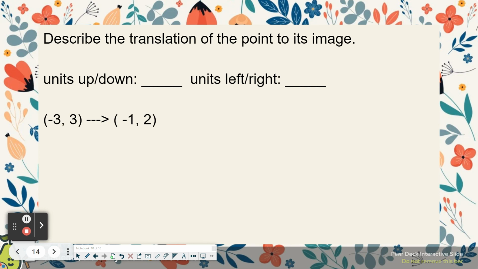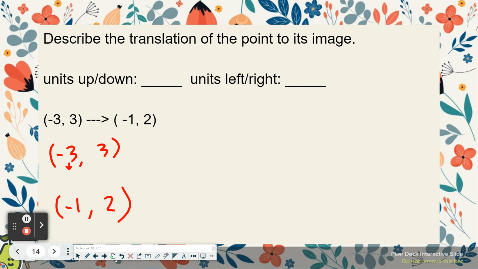Okay, on this one, we don't have a picture. We have to figure out how do we get from one number to the next. So I'm just going to rewrite this so it's a little bit easier. I like writing it up and down. Okay, and I'm trying to figure out how do I get from -3 to -1. We'll visualize a number line.